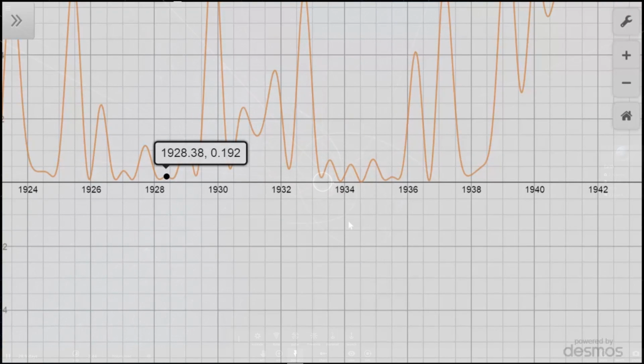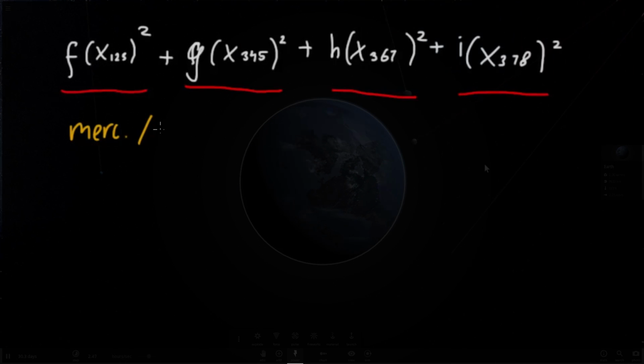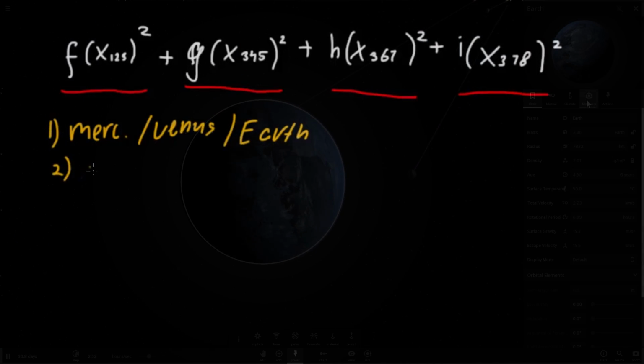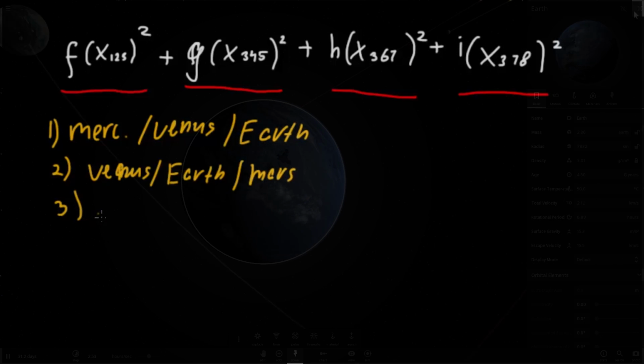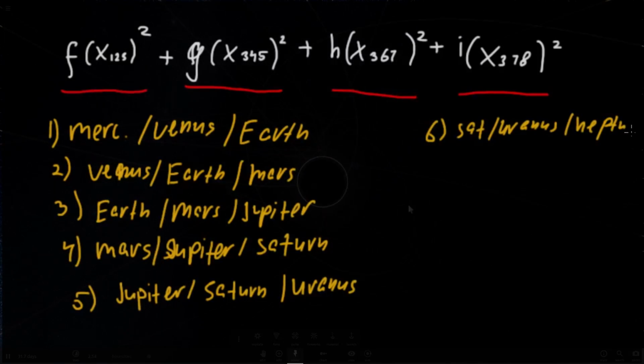So what I've used here is Desmos. I've also used the website I'm posting in the description below that gives you the actual formula for calculation. And you can do this yourself. You can do this even more precisely by taking each of the planets individually. So you can take Mercury, Venus, and Earth. Then the second triplet should be Venus, Earth, and Mars. Third triplet would be Earth, Mars, and Jupiter, and so on and so forth until the last one where you have Saturn, Uranus, and Neptune.